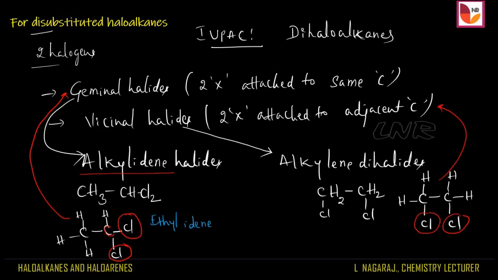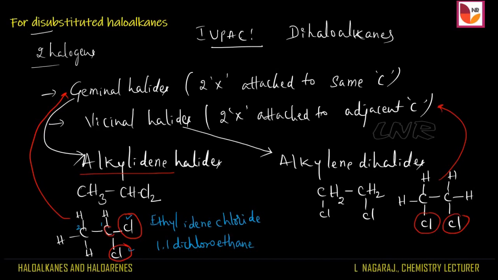Ethylidene, and the halogen is chloride. Ethylidene chloride. In the IUPAC system, it is represented as follows: two carbon atoms, and the first carbon contains two Cl atoms, so it is represented as 1,1 dichloro, and the root word for two carbon atoms is eth. The nature of the bond is ane: 1,1 dichloroethane.